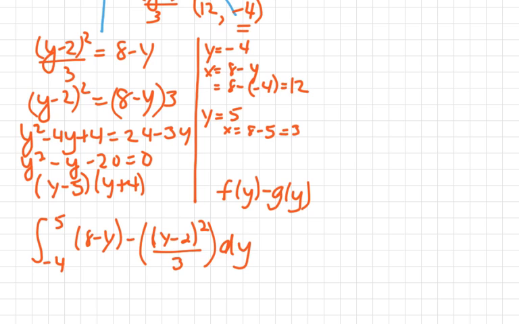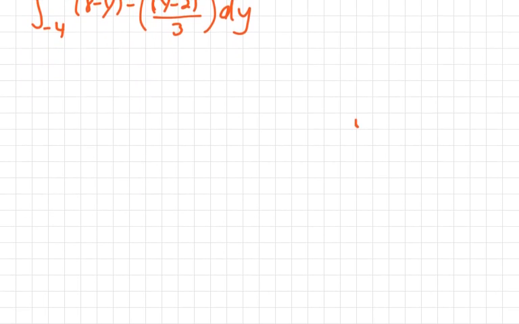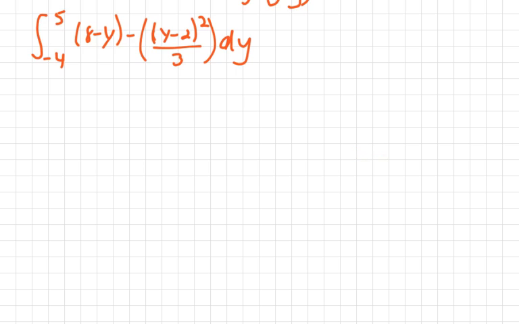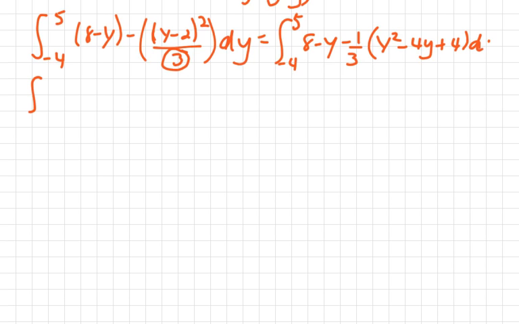And if you're going to make a mistake, it's going to be in the arithmetic. So let me get the antiderivative here. But before I can do that, I need to do a little bit of algebra to clean it up. So this is minus 4 to 5. This is 8 minus y. And I'm going to try and be as clean as possible. I'm going to factor out the third here, it's 1/3, so that I can expand out the square of the binomial. And that's y squared minus 4y plus 4 dy.